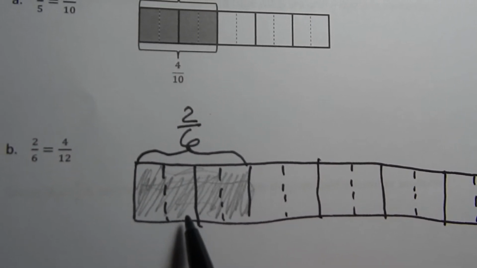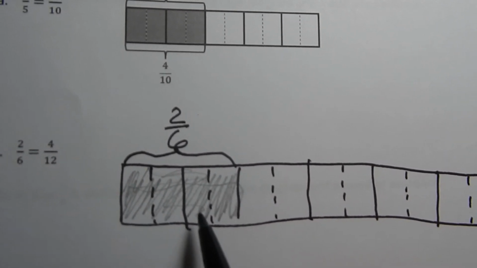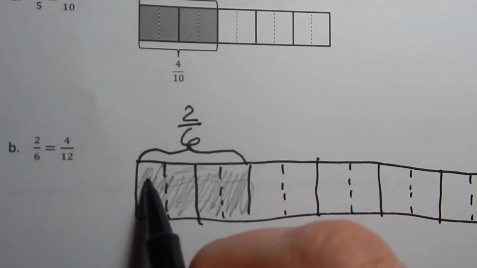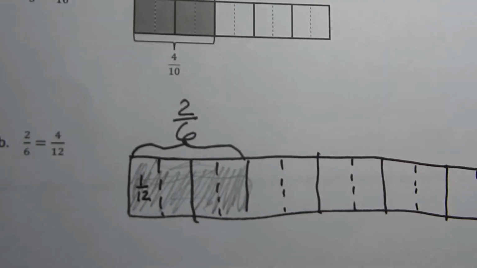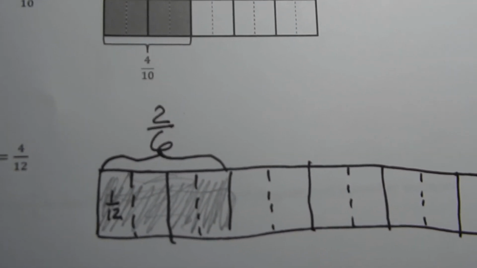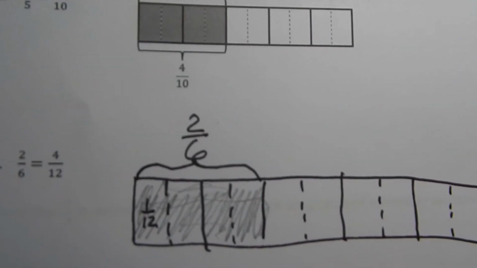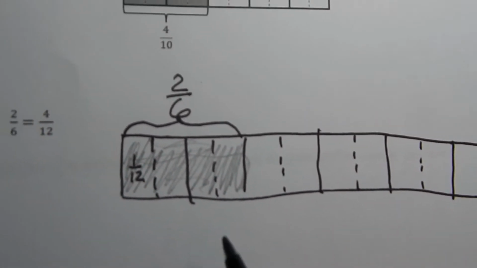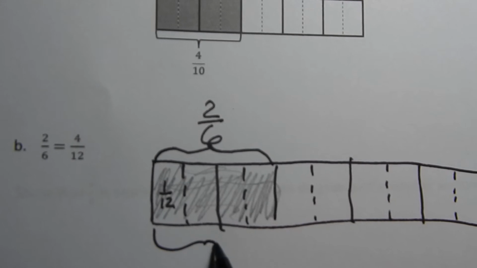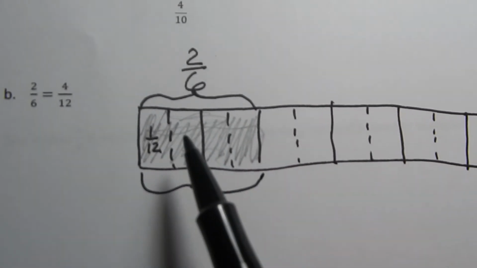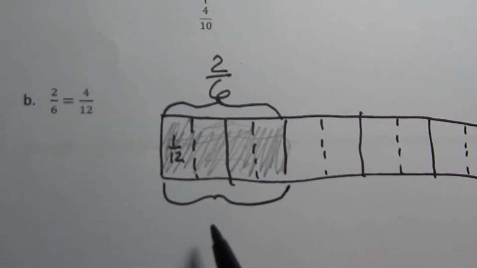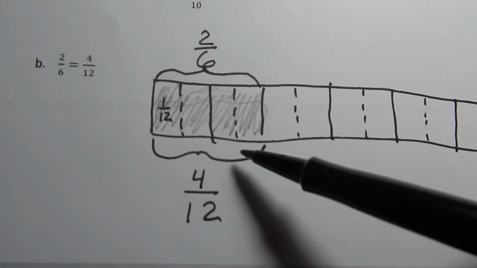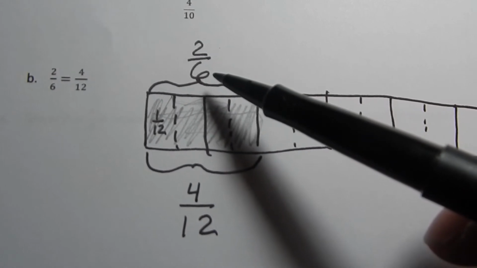I know that this is a 12th. I know this is a 12th. And I know that this is a 12th. So each one of these is 1/12, and I'm just going to write that in here for us. And if I were doing this the way we did the previous problems, I would be writing 1/12 plus 1/12 plus 1/12 plus 1/12. But for this problem, I don't need to do that. All I need to do is say that 1, 2, 3, 4, 4/12. So now you can see that 4/12 is equal to 2/6.